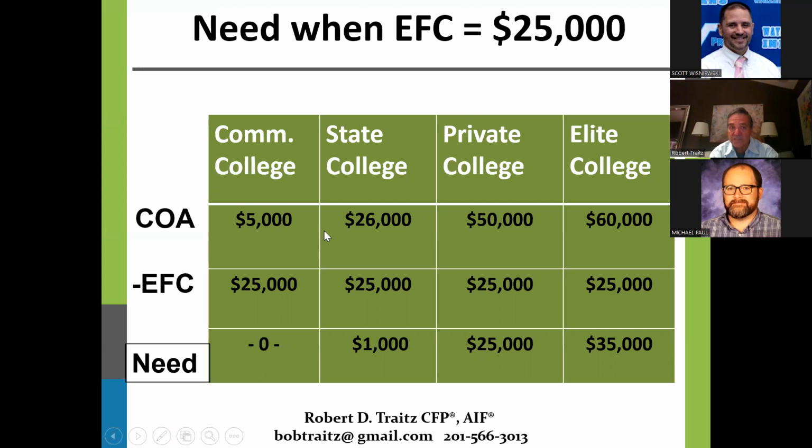State college, $26,000 cost of attendance, $25,000 is what they're expected. Their need is $1,000. Now that doesn't mean that any college is going to make up that gap. They're not going to make up that need. That's why I say in the beginning that the EFC is nothing more than a number. Look all the way to the right. The elite college, $60,000. Expected family contribution, $25,000. And the need is $35,000. Well, who's going to come up with that money? And that's where financial aid is important.